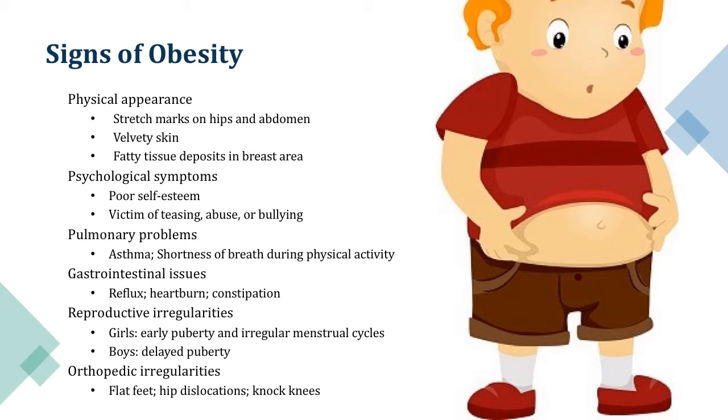And overweight and obese children may also experience irregularities in puberty as they develop. In girls, this is associated with early puberty and irregular menstrual cycles, and in boys, this is associated with delayed puberty. And lastly, overweight children may have orthopedic irregularities such as flat feet, hip dislocations, and knock knees.